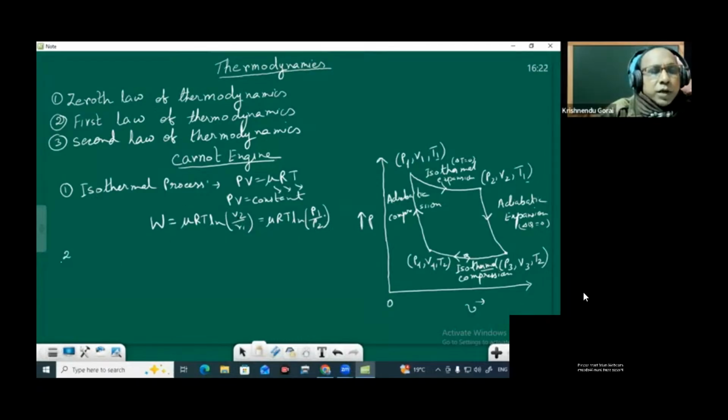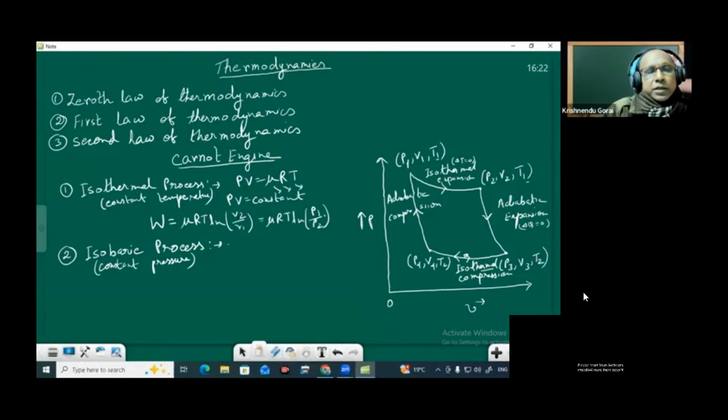And number two is the isobaric process. You also know this. In the isobaric process, first of all you have to know that isobar means constant pressure. This is constant temperature, and this is constant pressure. That is the isobaric process.